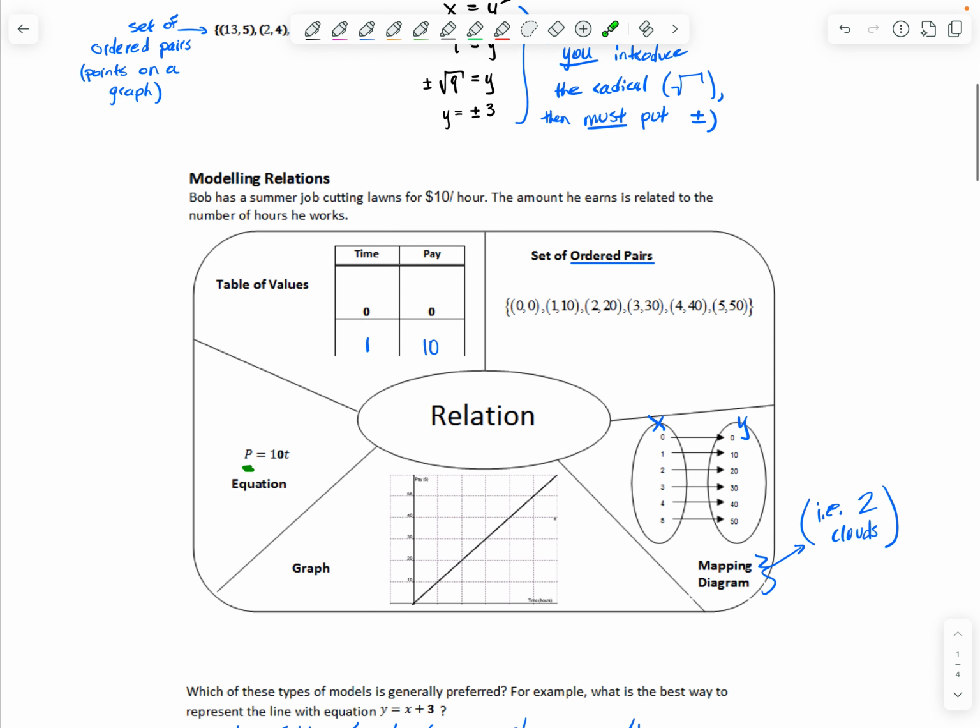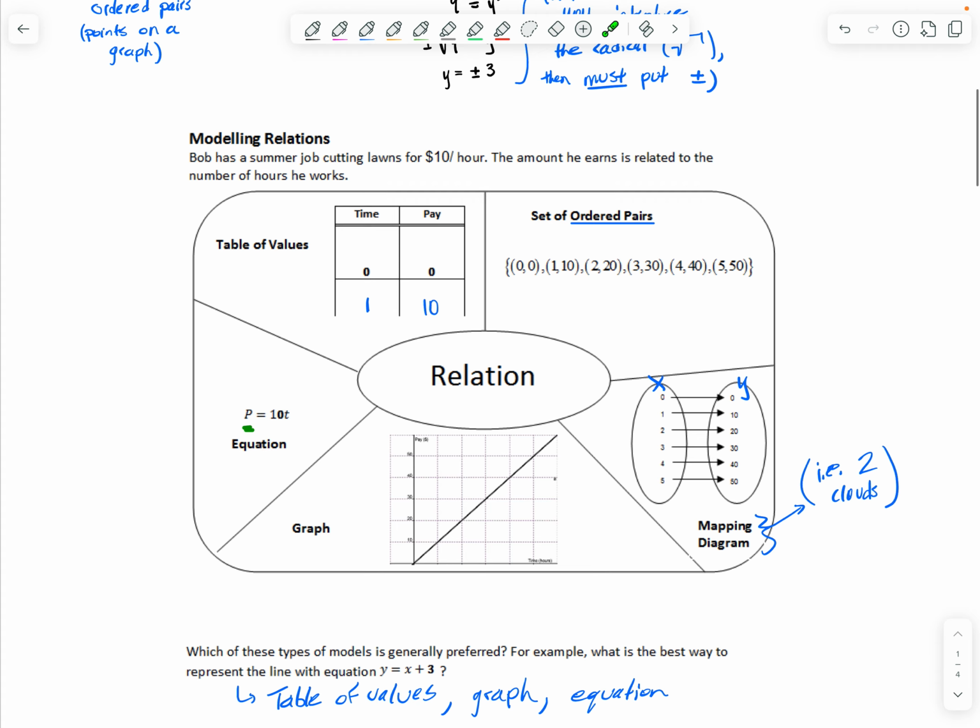Cool. We also briefly looked at modeling relations. So let's say we have a scenario where someone named Bob has a summer job cutting lawns for $10 an hour. What are different ways we can model this relationship mathematically? Well, I can always fall back to my table of values where I'm looking at time and pay, right? When he works 0 hours, he's earning 0. If he works 1 hour, he's earning $10 and so on and so forth, right?